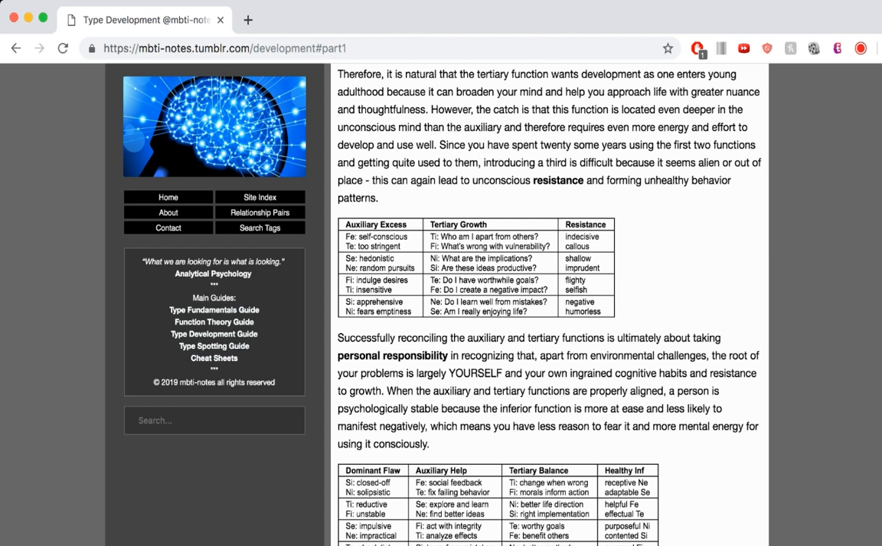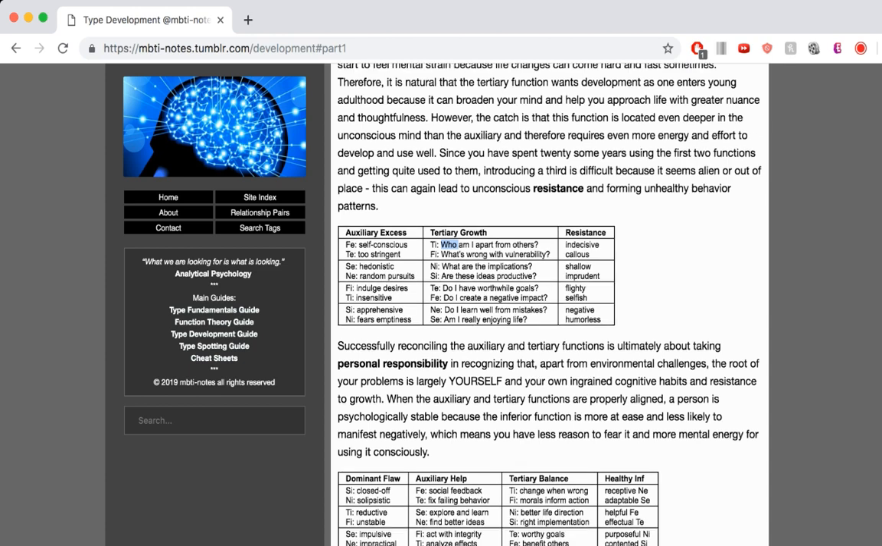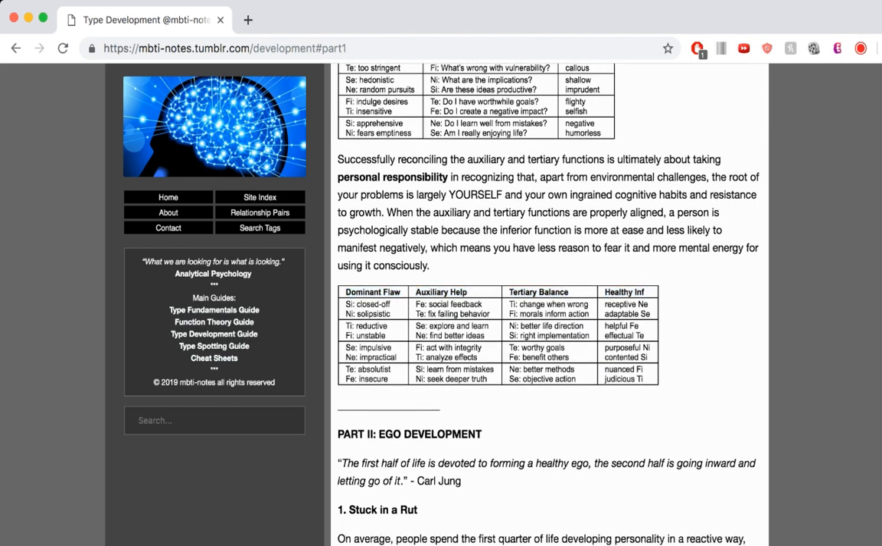So this section, I think these are questions you can ask, or well, I'm just gonna skip this section. This final table over here shows what happens if you have all your four functions balanced to some extent. So you start off with your dominance, and the flaw over here is that it makes you close off your SI. But with your feeling, you can get social feedback, and then if your TI is healthy, you can change when you're wrong, and then you're more receptive to new ideas in your extrovert intuition.